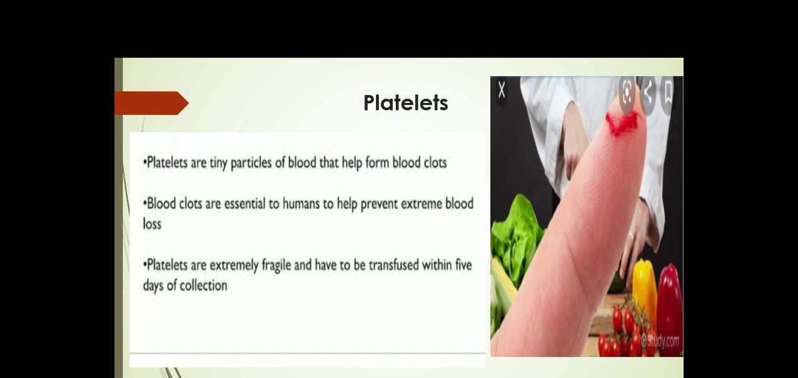It means not exactly solidify, but it helps the blood to become semi-solid. Understand? So blood clot is very important for the human body to prevent the extreme loss of blood. Otherwise the person will die. So the main function of the platelets is to help to clot the blood.